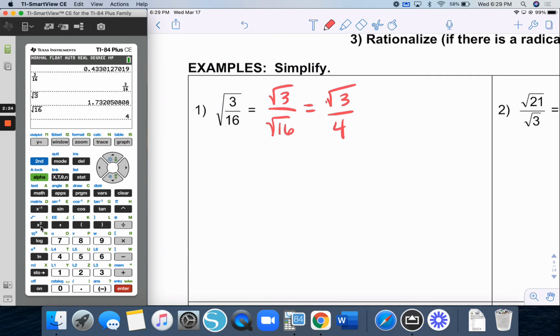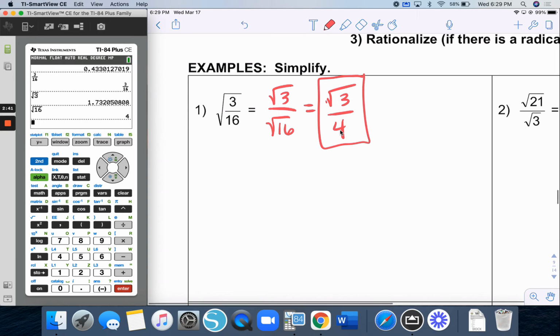Now here's the thing. With square roots, we only care if there's a square root in the bottom. We don't care if there's a square root in the top. So really what you're trying to do is simplify this, and if you can't simplify, make sure there's no square roots in the denominator, in the bottom.